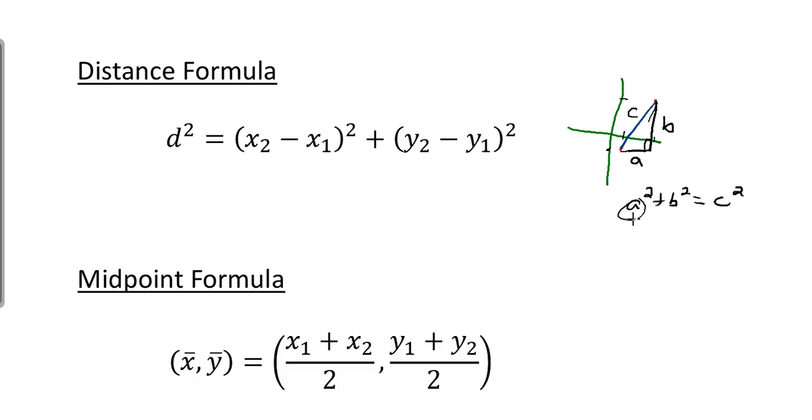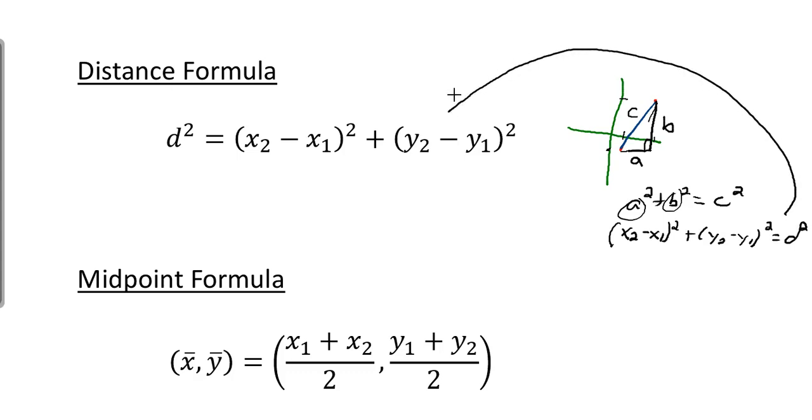Except that instead of a squared, we're going to represent that as x2 minus x1. The order you subtract them in really doesn't matter. But to get that length, we will subtract the x-coordinates and then have to square it. For b, we will subtract the y-coordinates to get that length, and then it has to get squared. And then c is the distance that we're looking for, so we just call that d. And so that's how this formula comes about.